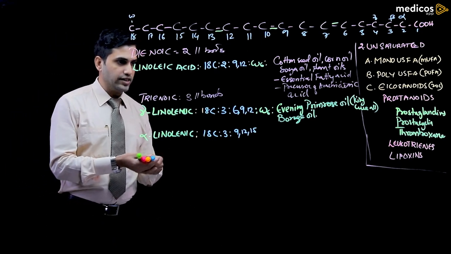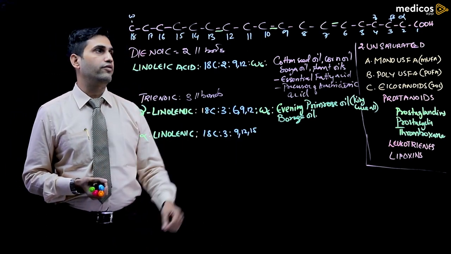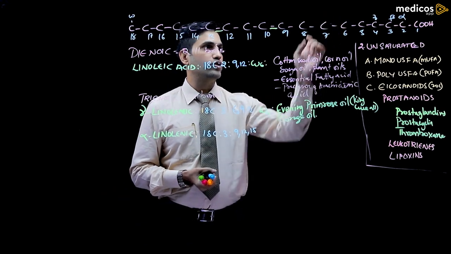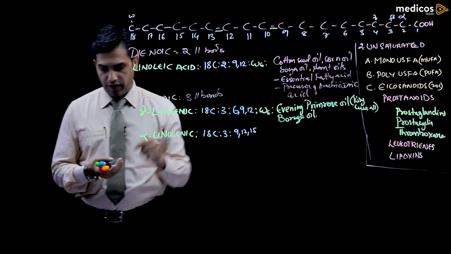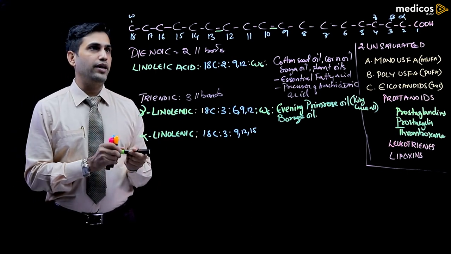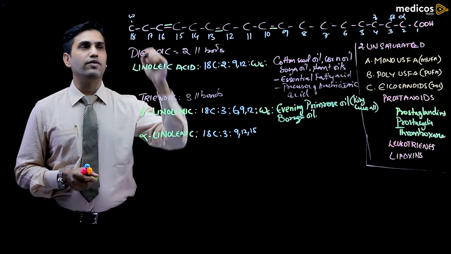Alpha linolenic acid, now let us look at this: 9, 12 and 15. So the 6 one is gone. 9, 12 and C 15. Now you tell me, what omega family will this be?